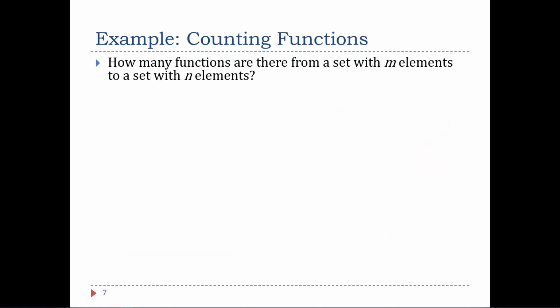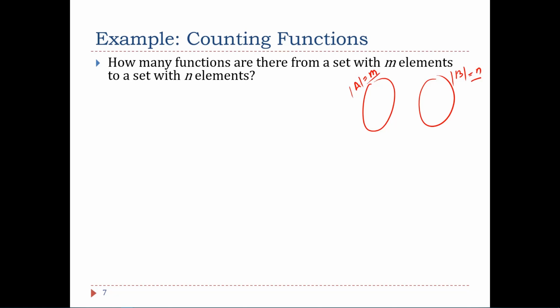Let's consider a couple of examples about functions. So how many functions are there from a set with m elements to a set with n elements? So again, just draw it on your paper. You have a set A whose size is equal to m, and then you have a set B whose size is equal to n. So B is the codomain, it's of size n, and A is the domain, it has a size of m.